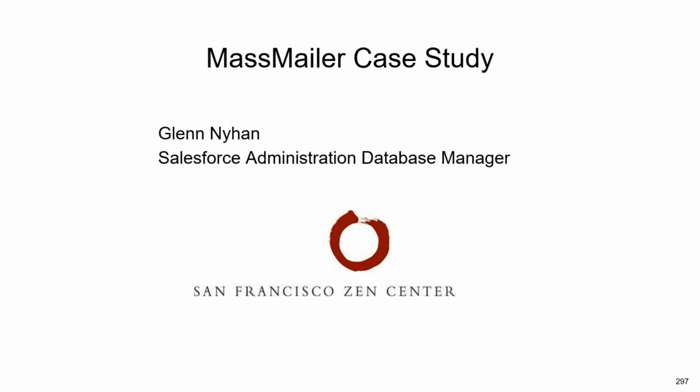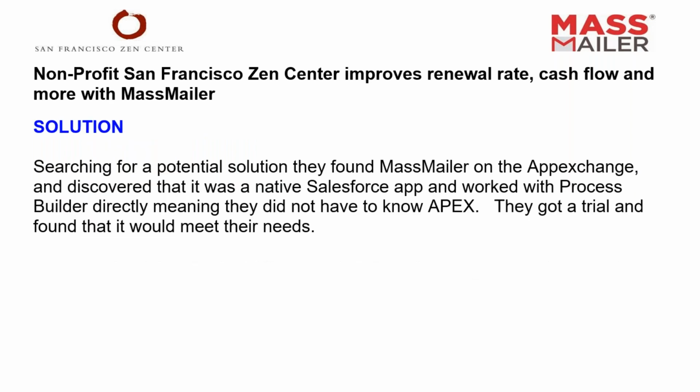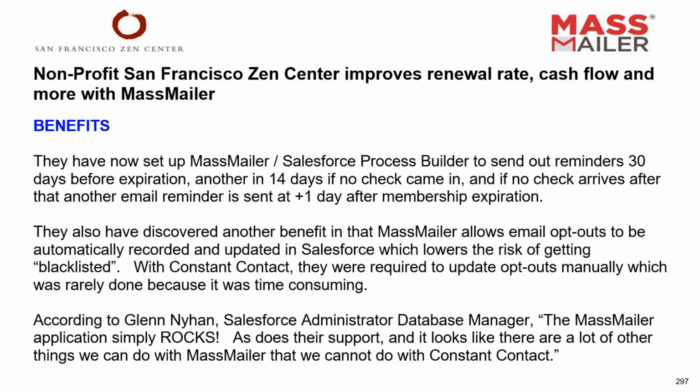Just quickly, before I give it to Siva, typically this is where one of our customers gives a little talk about their experience. Because of our time limit here, we won't be able to do this. But I did want to mention the San Francisco Zen Center, a large nonprofit in San Francisco. They were using Constant Contact and were having some issues with it, mainly because they wanted to set up some automated workflows, which they were unable to do because Constant Contact is not a native app. So they ended up looking around, got MassMailer, and were able to set up workflows so they can start sending out emails before renewal.